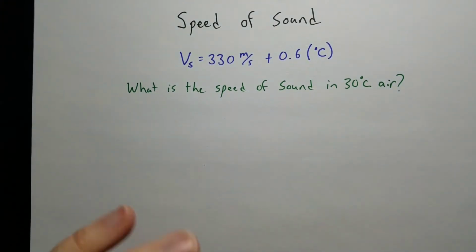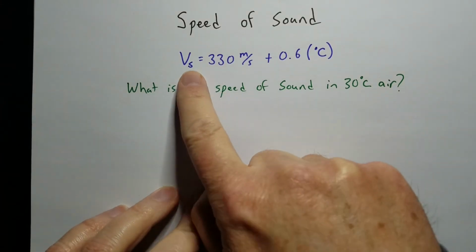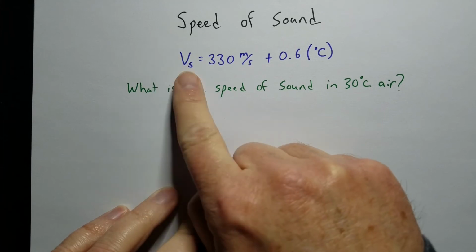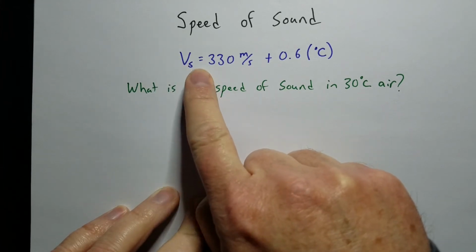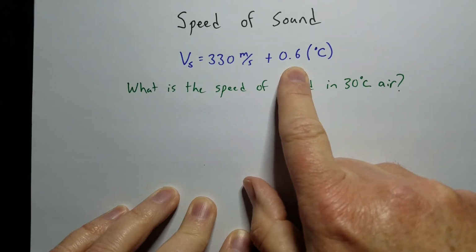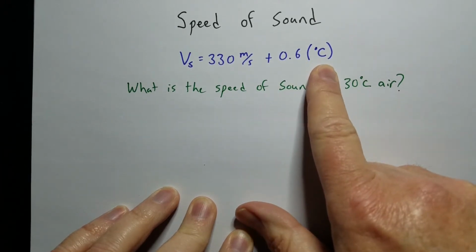So for us, we're going to use this: the velocity of sound in air, this is only in air, not in water, not in solids, just in air, is 330 meters per second plus an additional 0.6 meters per second for every degree Celsius.